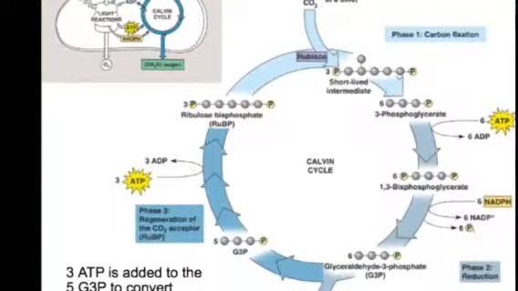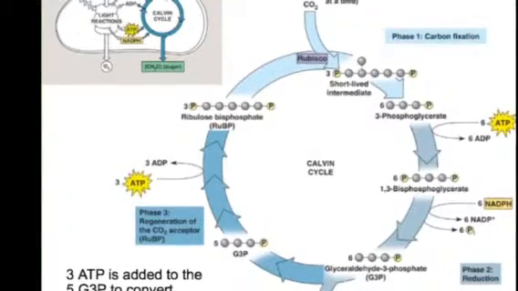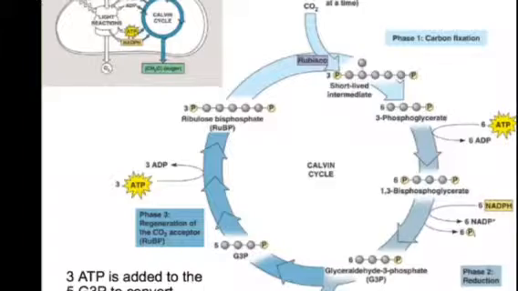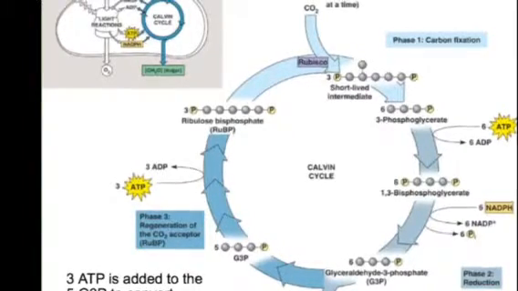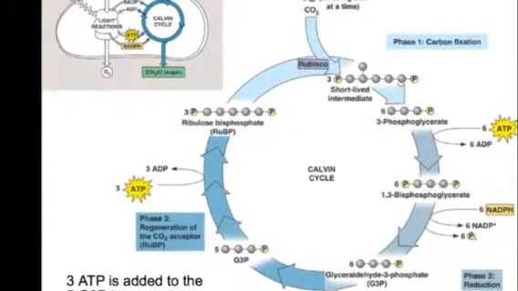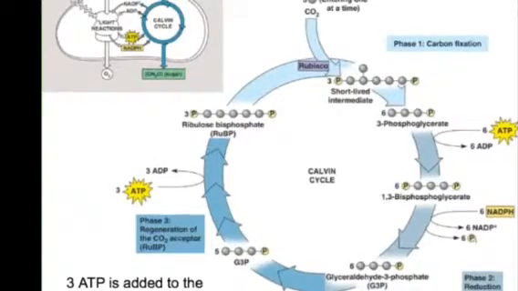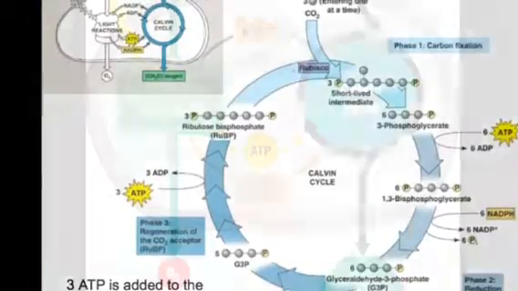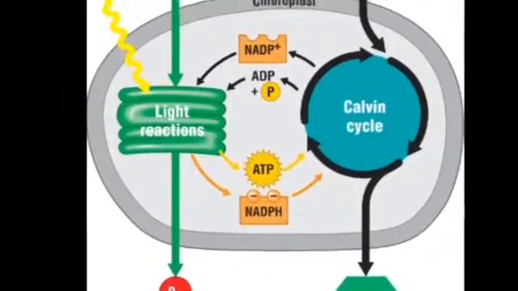1 G3P goes out of the cycle to make a half molecule of a carbohydrate. The other 5 G3P continue in the cycle. The leftover NADP and ADP go back to the light reaction. And the cycle continues.